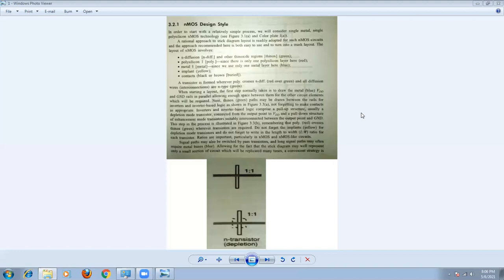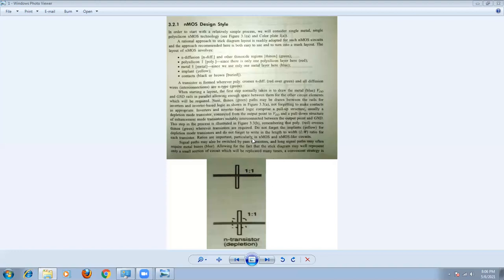Basically, for contacts in a stick diagram, we are using black color, and we are also using brown color. We use brown color wherever two different layers are joined together, particularly in this structure. So just observe in this case, black color is used for the ordinary contact and brown color for the buried contact. Remember this point, buried contact.